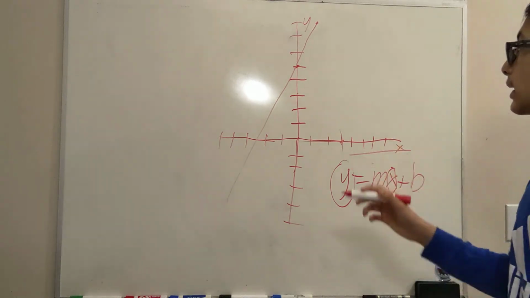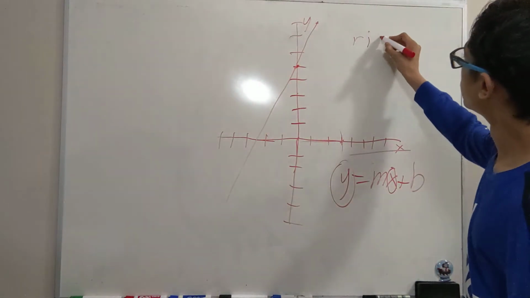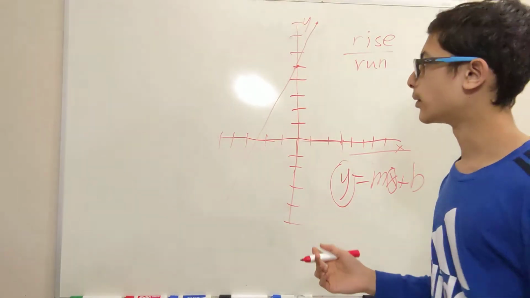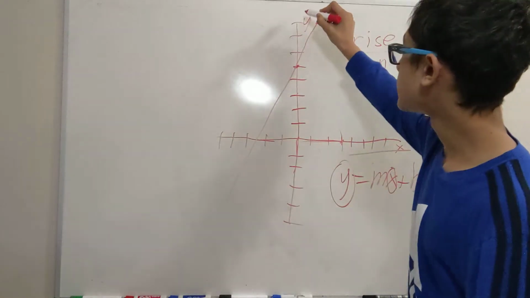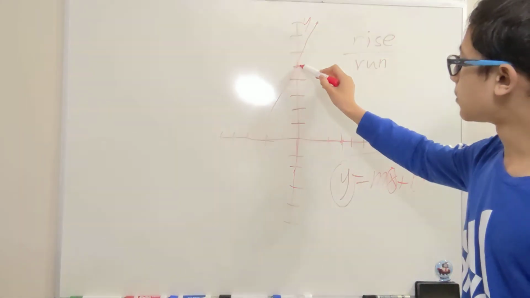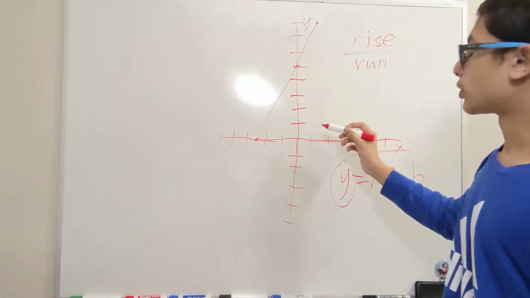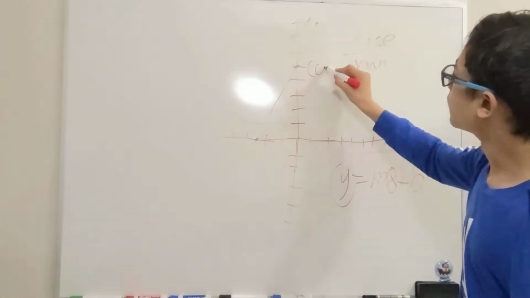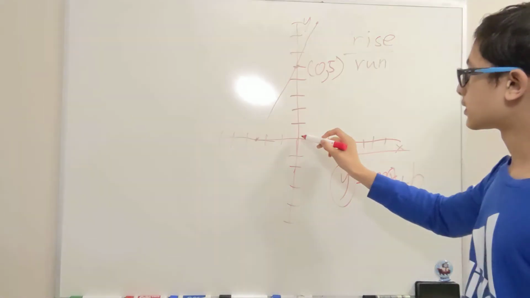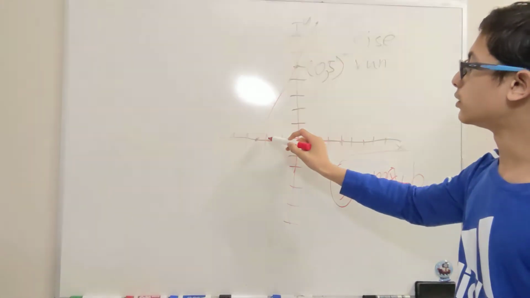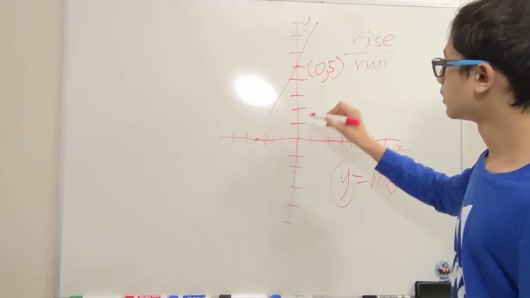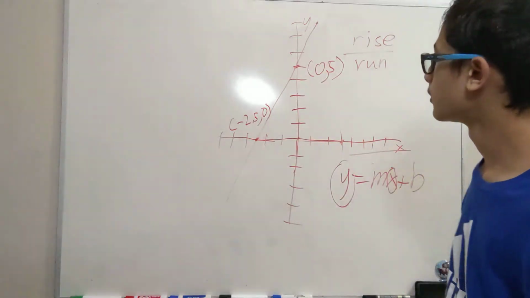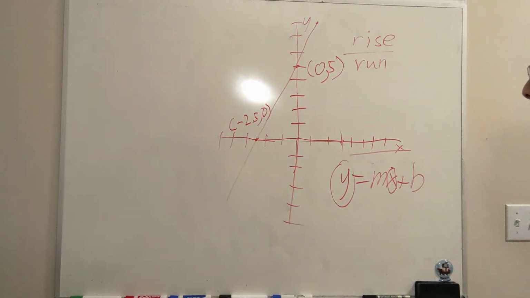M is the slope. In case you don't know, slope is rise over run. What does that mean? Rise is how much you increase in the y-axis. So say from this point to this point. So this point is what? 0, 1, 2, 3, 4, 5. It's 0, 5. And this looks like minus 2.5, 0. Right, so we got minus 2.5, 0 here.